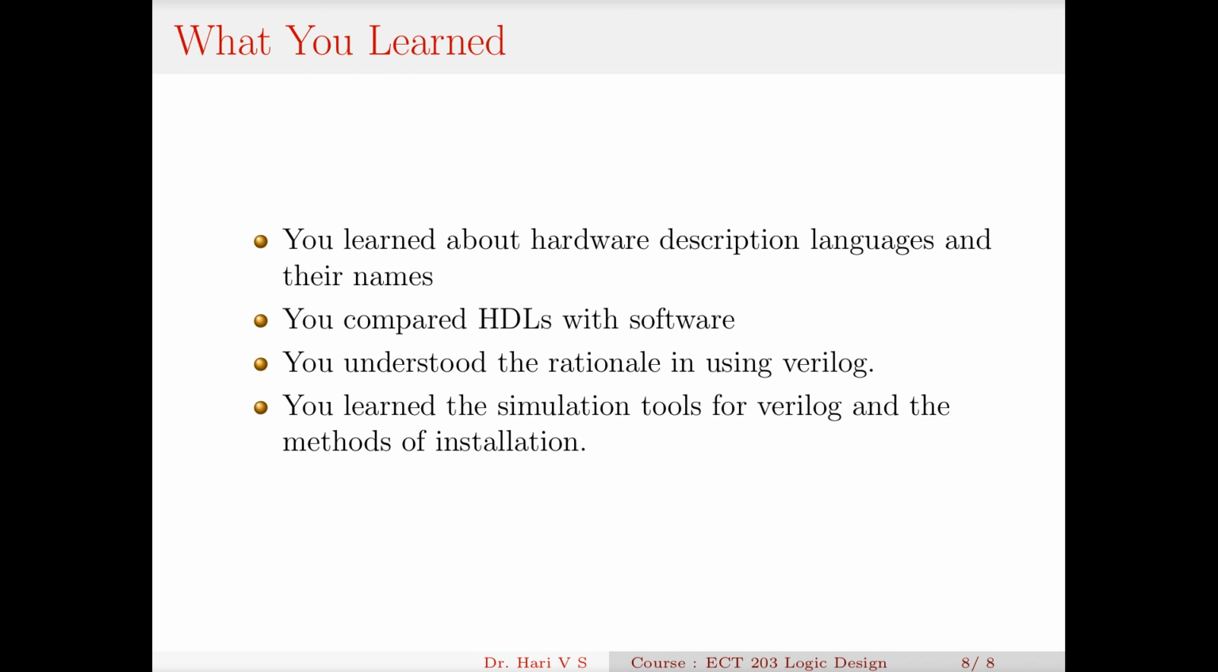Now I come to the end of this session. The summary is that you learned about hardware description languages and their names. You compared the HDLs with software. Then you understood the rationale in using Verilog. Then you understood the simulation tools for Verilog and the methods of installation. And there I come to the end of this session, and I thank you all.